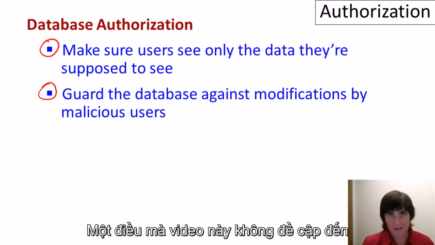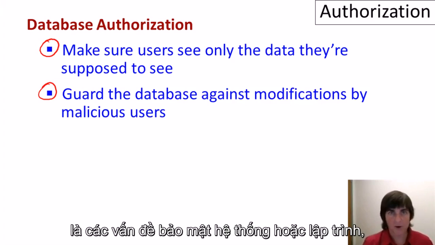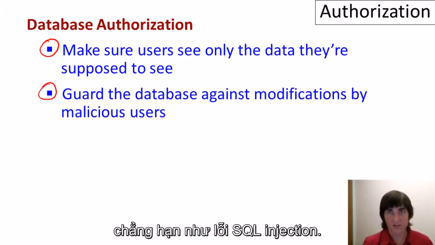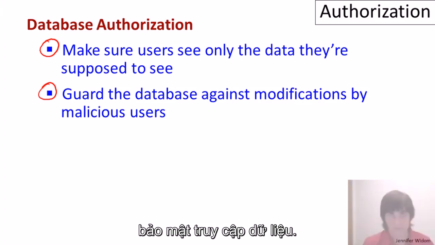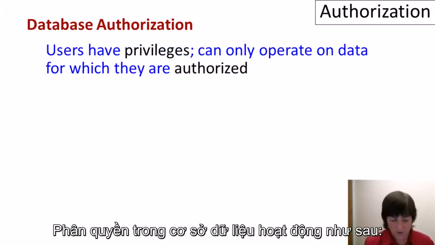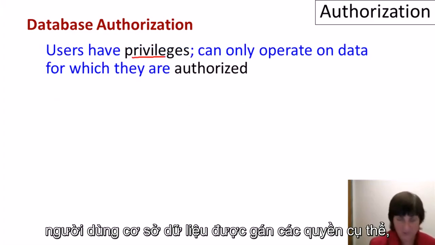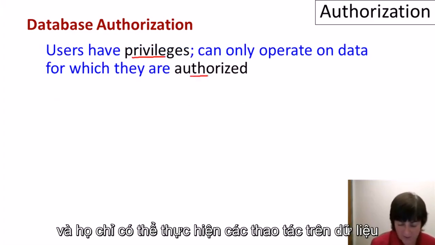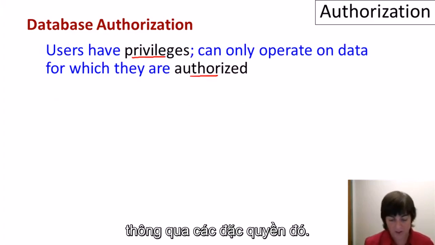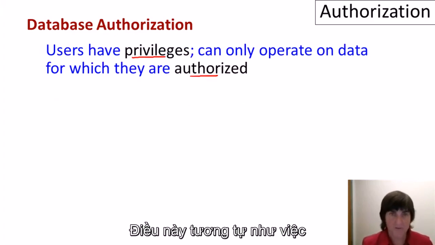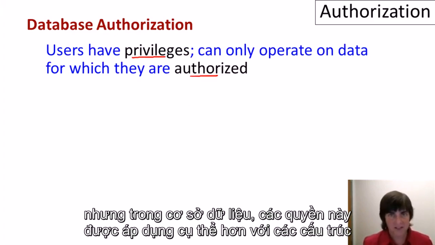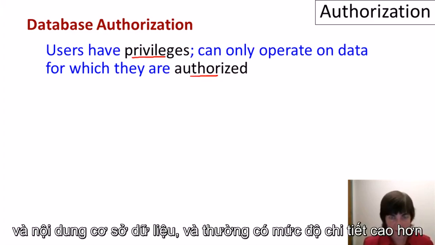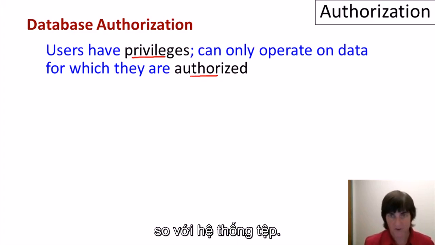Now, one thing that we're not covering in this video are system or programming security issues, such as SQL injection errors. What we're focusing on is security of the data access itself. The way database authorization works is that users of a database have specific privileges, and then they can only operate on data for which they're authorized through those privileges. So it's similar to file system privileges and authorization, except that it's specific to the database constructs and database contents, and tends to be more fine-grained access than we see with file systems.